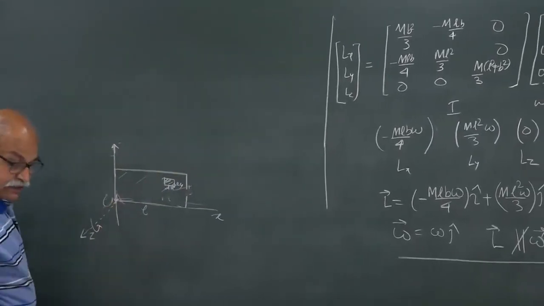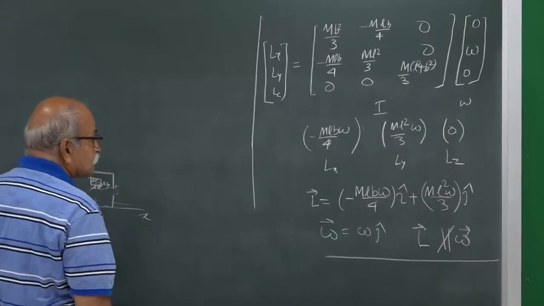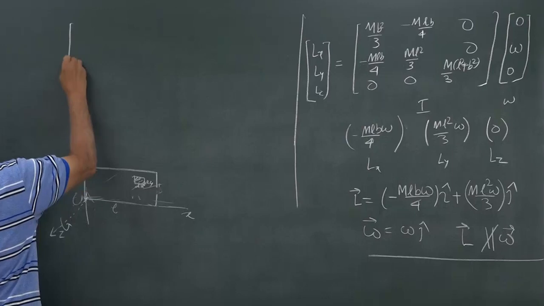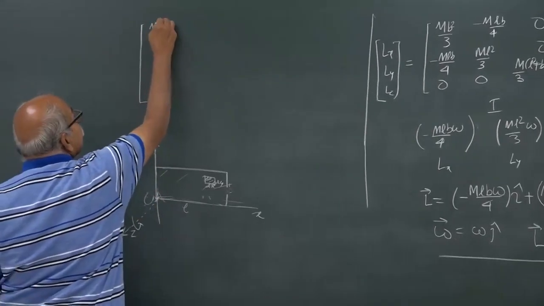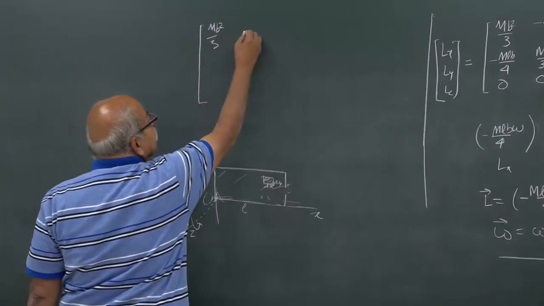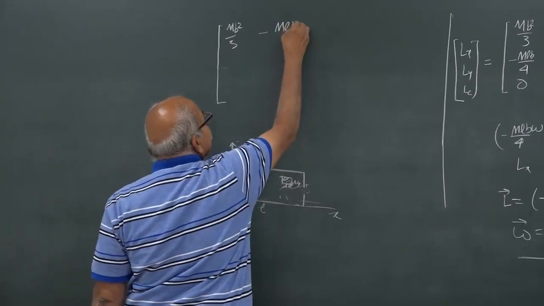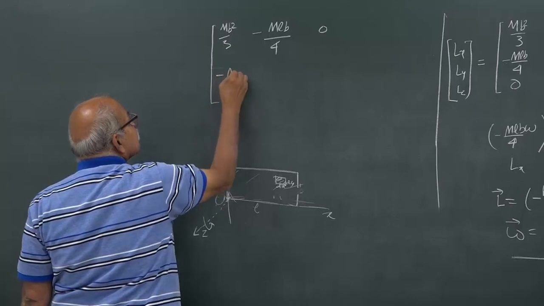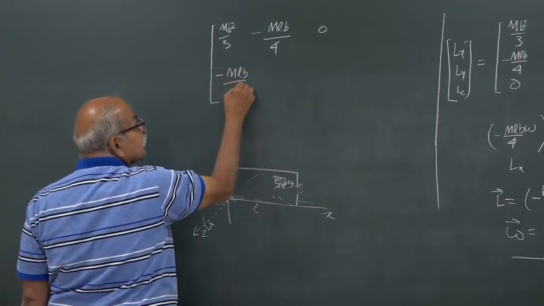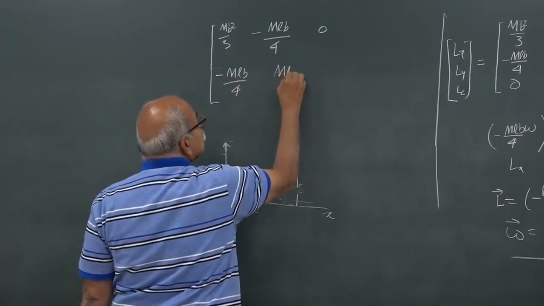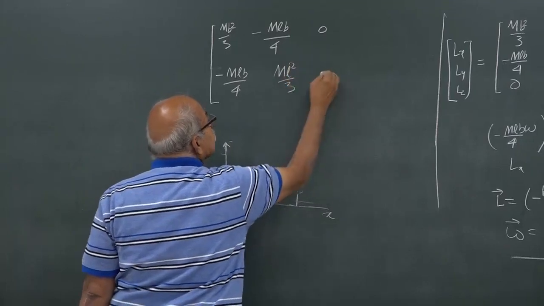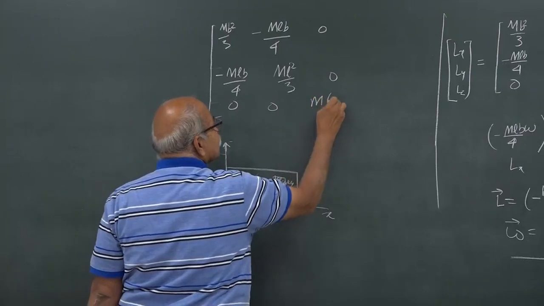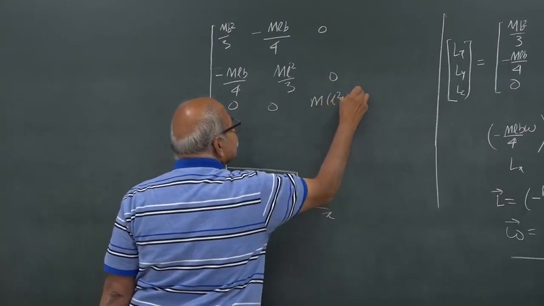Let me write it: it is the same moment of inertia. It is m b square by 3, then minus m b L by 4, and then 0 here; minus m L b by 4 here, m L square by 3 here, 0 here; then 0 here and 0 here, and m times L square plus b square by 3.